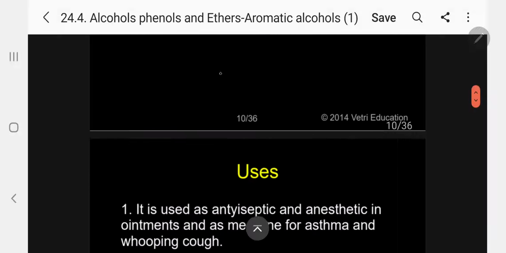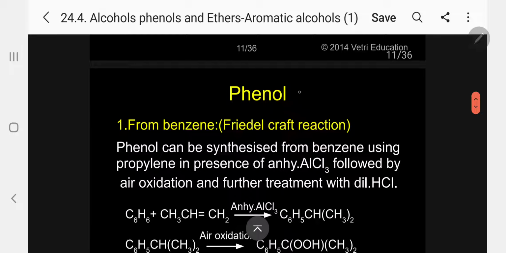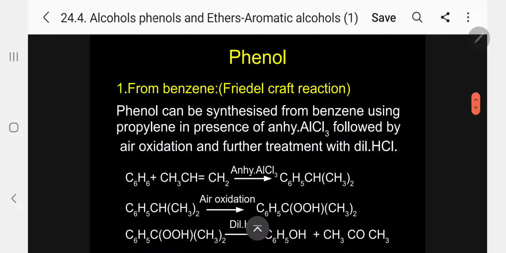Coming to the uses of benzyl alcohol. It is used as an antiseptic and anesthetic in ointments and as medicine for asthma and whooping cough. It is also used in perfumes. It is also used for the manufacture of a number of organic compounds in the laboratory. Next, let me go to phenol.